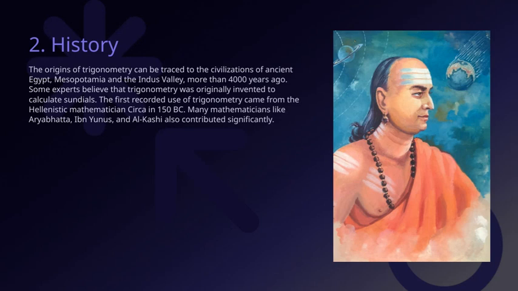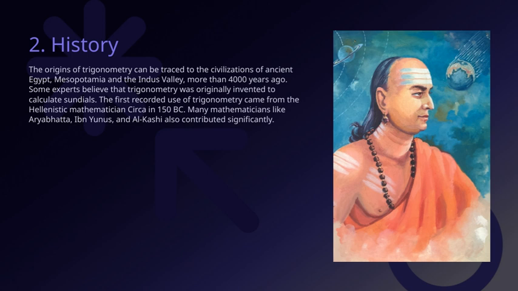The origins of trigonometry can be traced back to some of the earliest civilizations in human history, including ancient Egypt, Mesopotamia, and the Indus Valley, more than 4,000 years ago. It's fascinating to see how these ancient societies laid the groundwork for what would become a fundamental branch of mathematics.